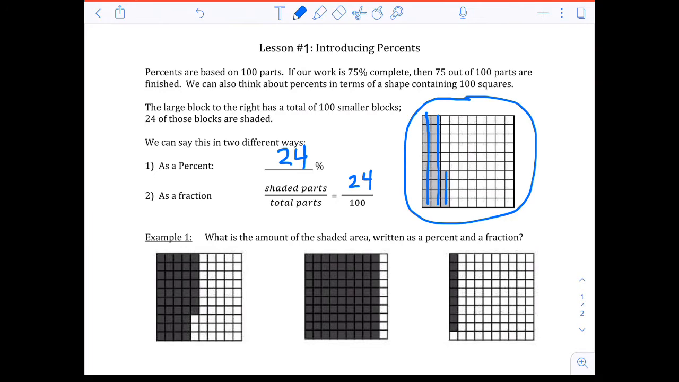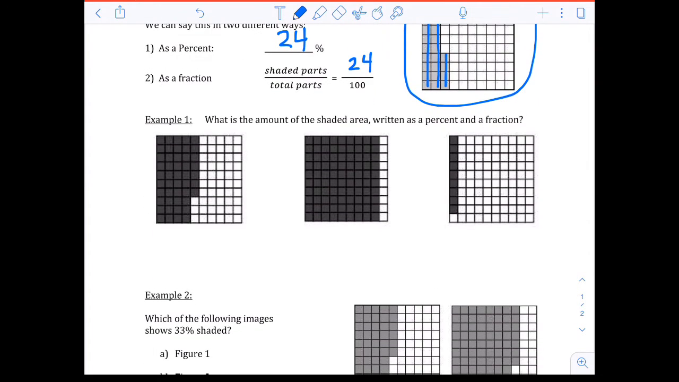So if we were to do the same thing for these ones, to write them as a percent and as a fraction, we can count how many we have. We would have 10, 20, 30, 40, and 1, 2, 3, 4, 5, 6, 7. We could say we have 47% of that shape shaded in, or 47 out of 100.